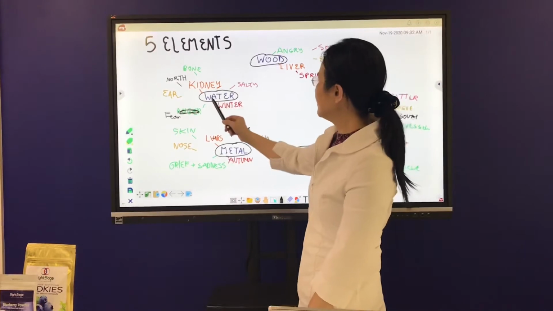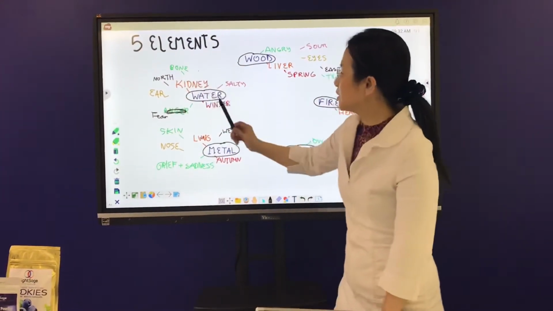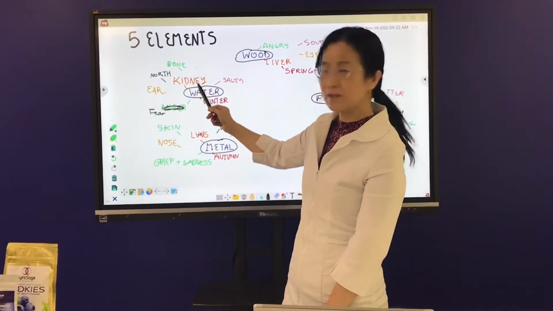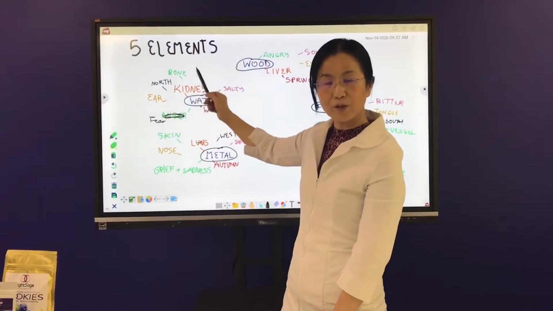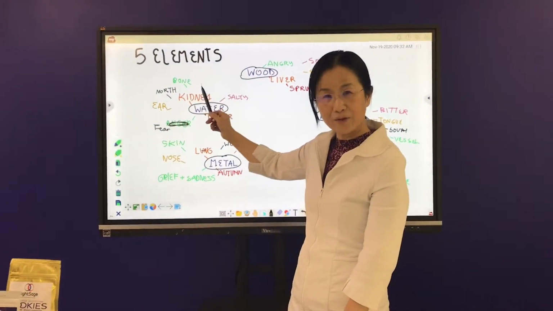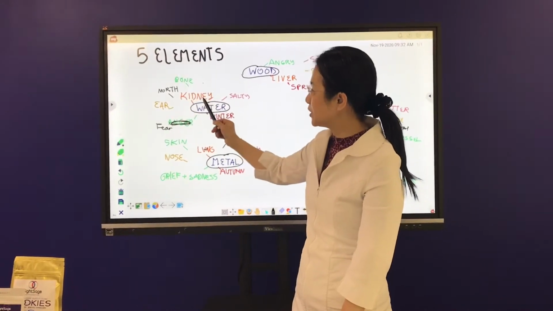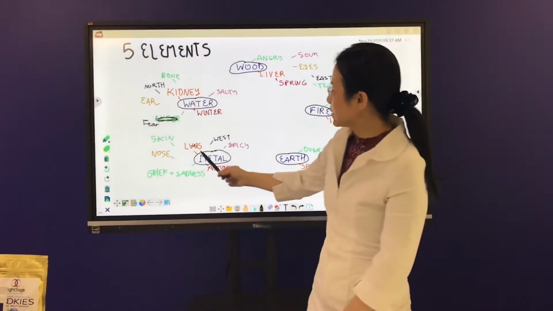And then water, kidney, relates to your bone. So if you want to make your bone strong, you have to make your kidney strong. Kidney strong, your bone will be strong. So we do a lot of squats, for example. So to make your bone strong, then your kidney will be good. So they are related. This and the nose.